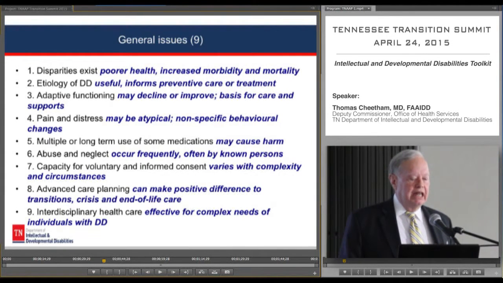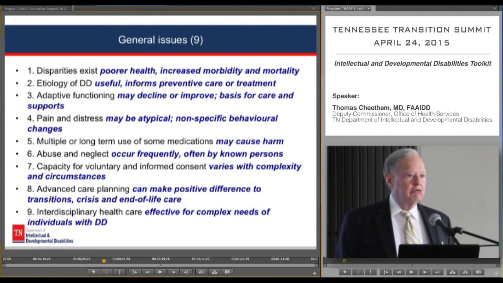And so there are things like, we know there are disparities. And actually, Surgeon General's report from 2002, there was a recent update, and sadly, things have not changed a lot in terms of those disparities in the interval. It's helpful to know etiology. Pain and distress, you've got to remember it can be atypical, and you may just see challenging behavior like that man with the ischiorectal abscess. Abuse and neglect is a huge issue.